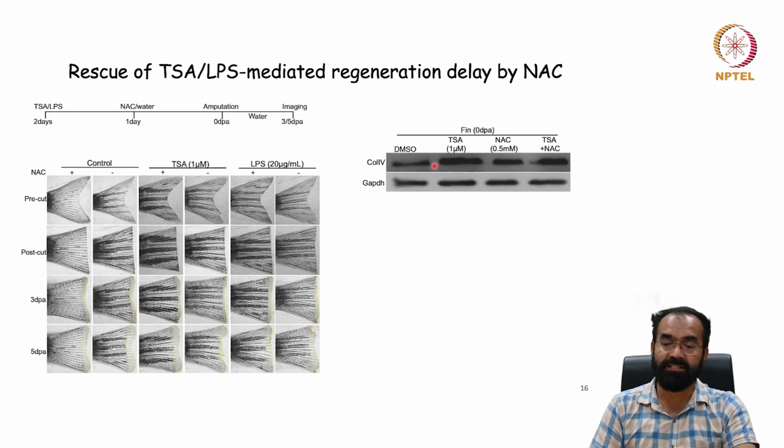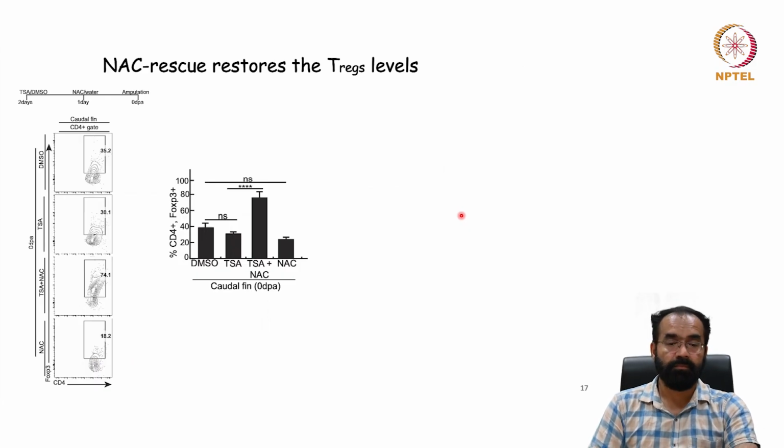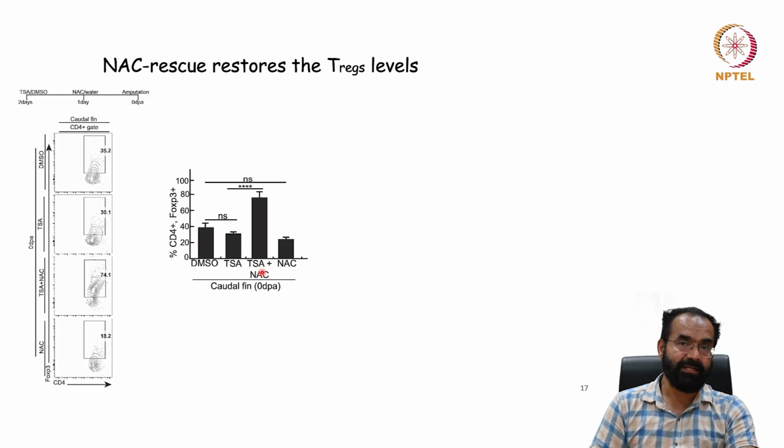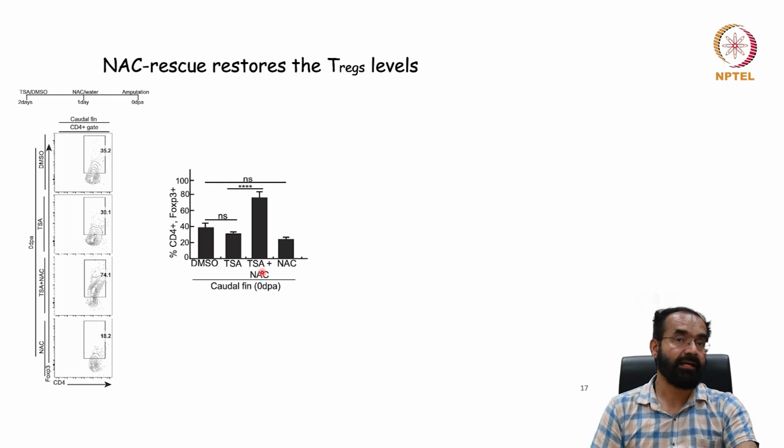You can see the same thing with the collagen deposit also. Because of the NAC treatment, the collagen deposit is not going as high as what it should have been, because the immune cells have a strong role in the deposition of the collagen. And this NAC rescues and restores the Treg levels also. You can see here DMSO and TSA in the caudal fin. This is the regulatory T cell levels, not much. This is NS, non-significant. But TSA with NAC, TSA reduces the Treg levels, which we know.